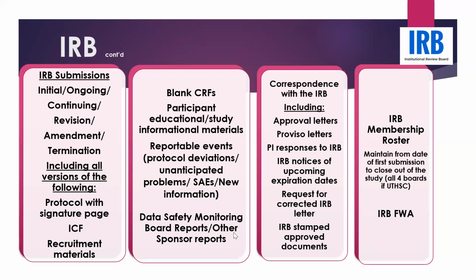The other thing, the last thing in the IRB section to maintain, is your IRB FWA, which can be found on the UTHSC IRB website, and I'm sure on others, especially if you're using the central IRBs that have that information out there. And I'm sure other IRBs, like UNMC, have that information readily available on their website. What's FWA? The Federal Wide Assurance Number.